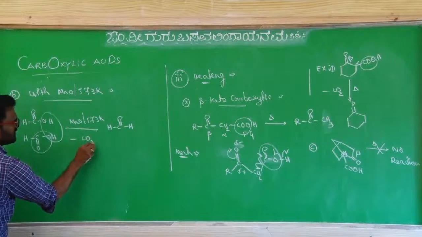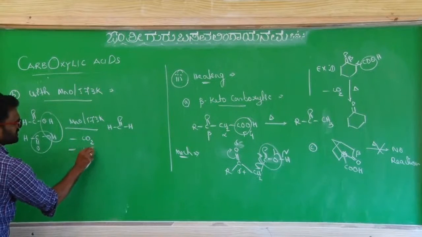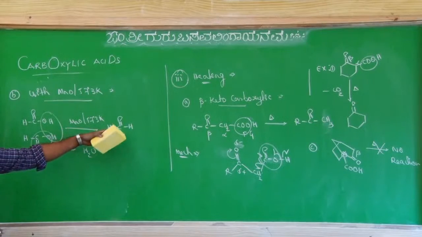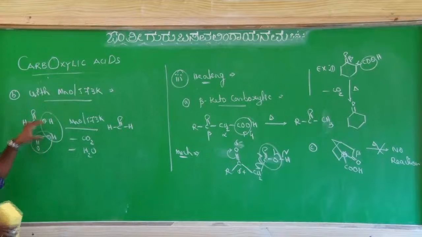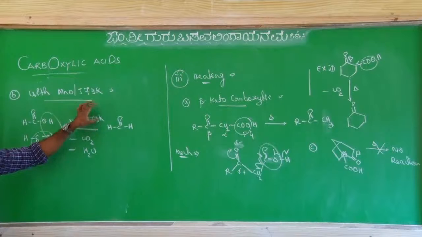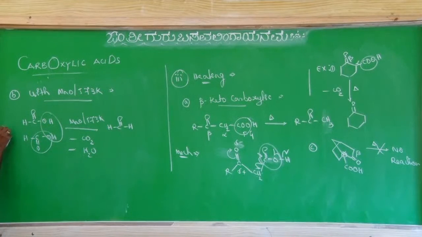Here there are two processes, dehydration and decarboxylation. Both will take place. Then you will get a carbonyl compound. Heating of carboxylic acid in presence of manganese oxide at this temperature, you will always get carbonyl compounds as products. This is example 1.